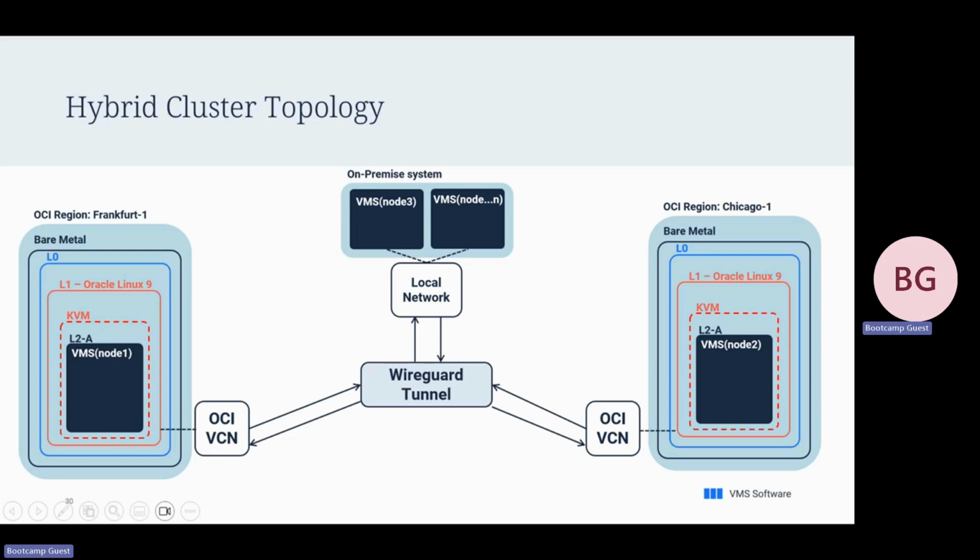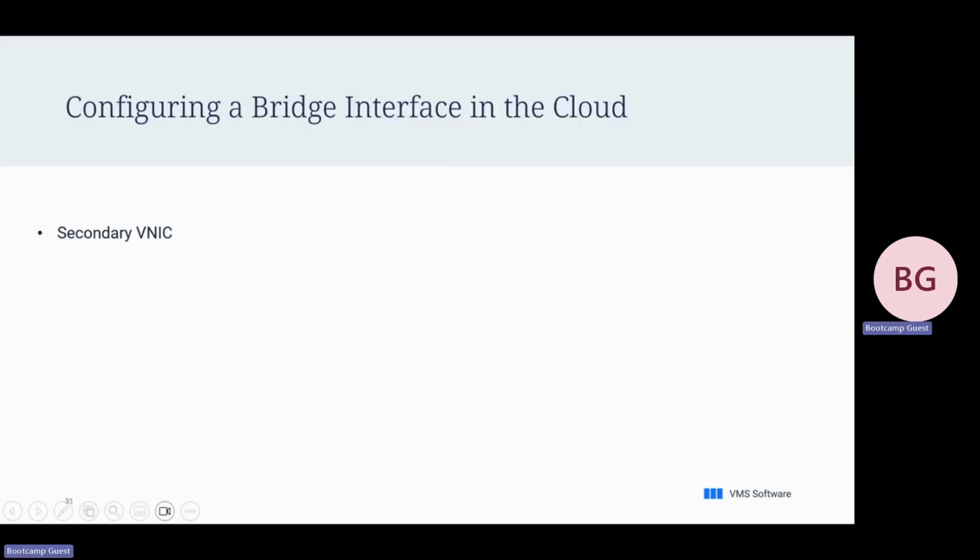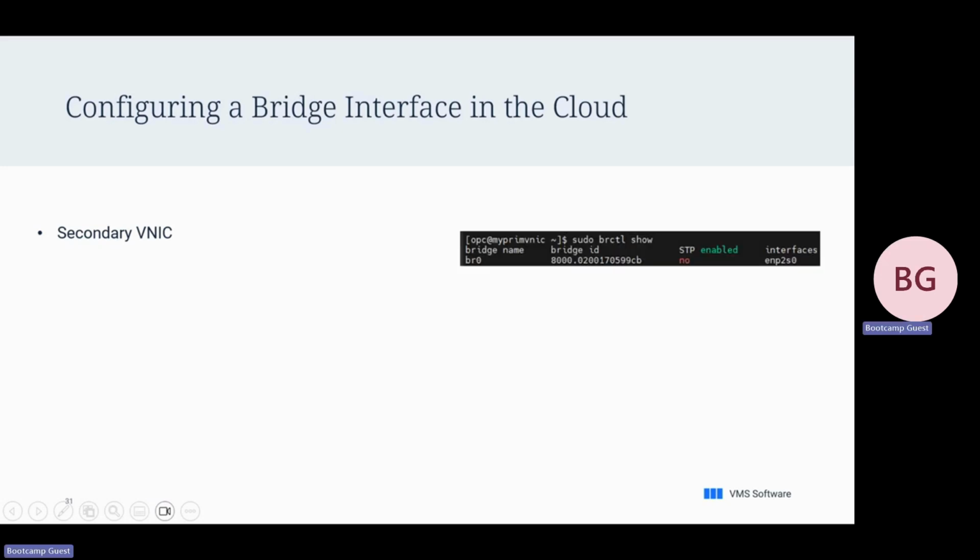We couldn't really account for all the combinations, but the two ways that you have is either setting up WireGuard on your host or setting up WireGuard on your network. So it's a network level WireGuard tunnel. We have to configure a bridge interface. This is on our cloud machine, our cloud instance. We're using the secondary VNIC, and this is going to be for WireGuard communication. Yes, you can see that we have the bridge set up.